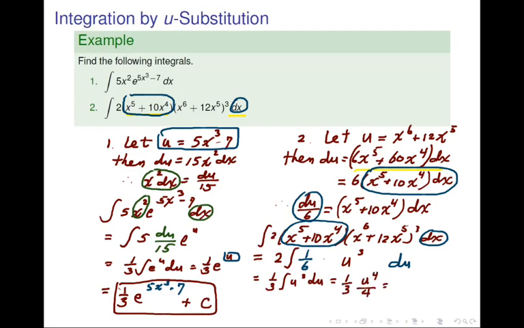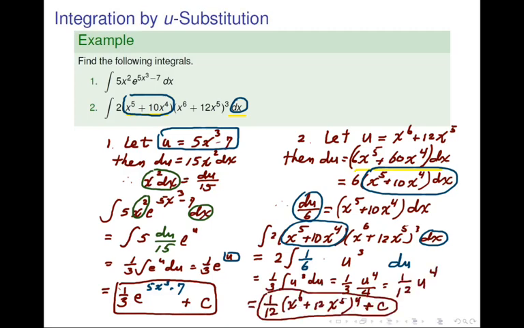So we're going to do that by raising it to a power of 4 and dividing by this new power of 4. Combining the 3rd and the 4th, you get 1/12 u to the 4th. Remember to go back and replace by the definition of u to finish the problem. That's it for integration by substitution.